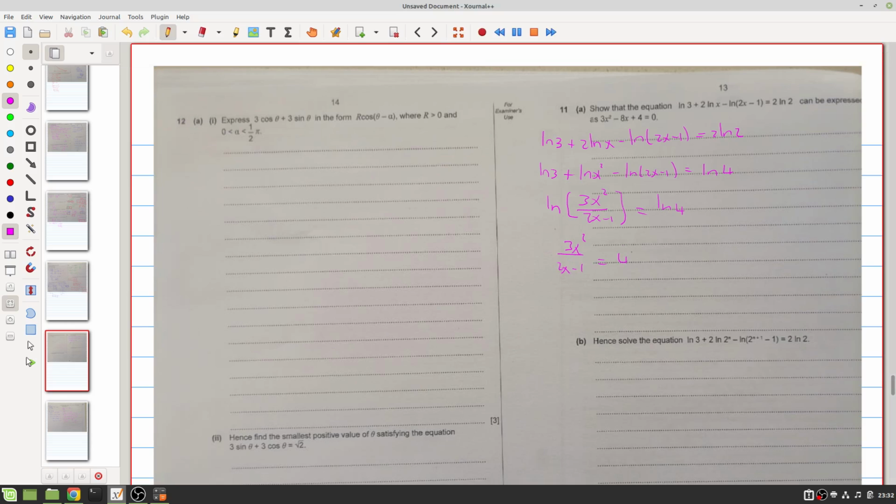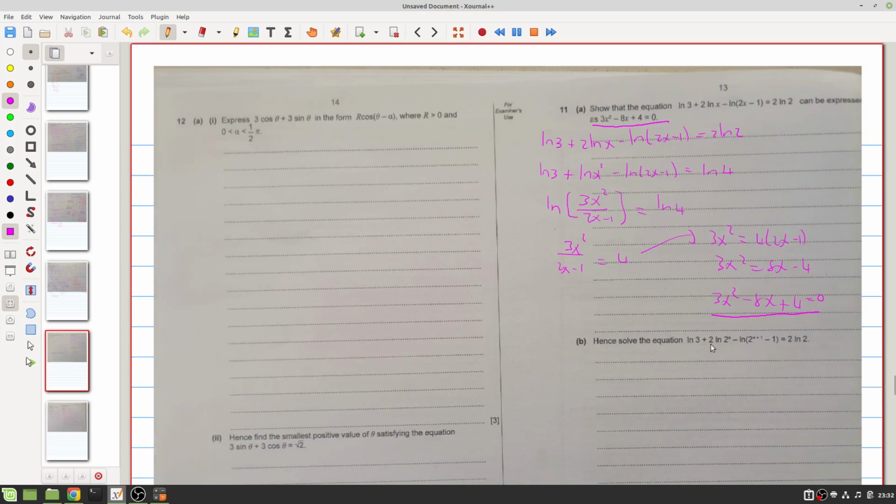Okay, let's multiply both sides by 2x minus 1. So that gives us 3x squared equals 4 times 2x minus 1. 3x squared equals 8x minus 4. Let's bring everything across. So 3x squared minus 8x plus 4 equals 0. And that is exactly what they wanted us to show. Success.